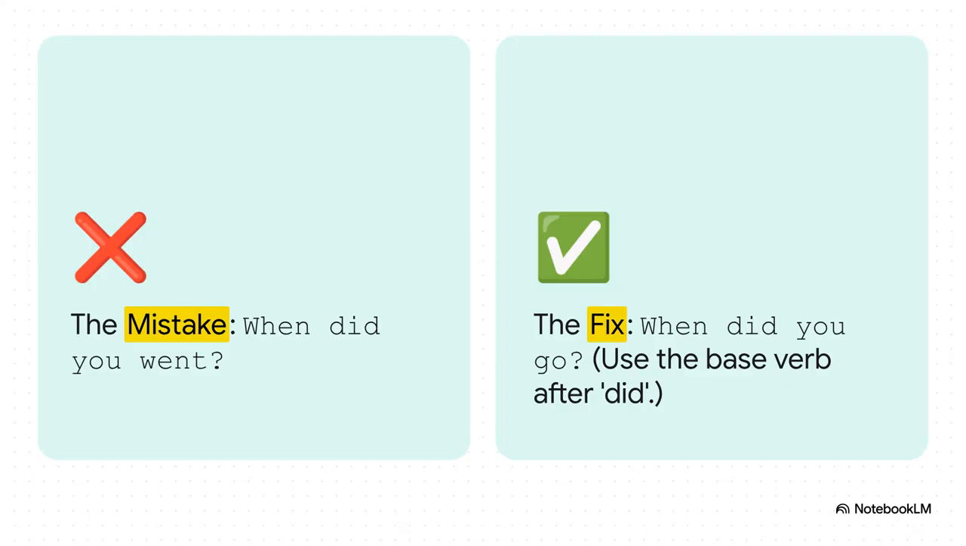Okay, let's just crush one more super common mistake while we're at it. "When did you went?" I hear this all the time, but think about it. The helper verb did is already doing the work of showing the past tense. So the main verb that comes after it gets to just relax in its simple base form. The fix is always, always, "When did you go?"